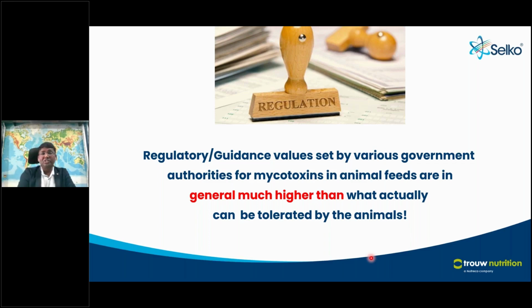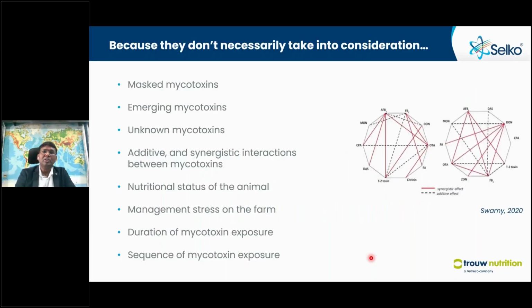There are also so many other mycotoxins which we have not taken into consideration: the emerging mycotoxins, masked mycotoxins, unknown toxins, the synergy between all these toxins, and the nutritional status of the animal. It varies from farm to farm. The management varies from farm to farm, and the duration of exposure and the sequence of exposure all vary. Maybe at one farm, the animals are exposed to DON first, and then T2, or then afla. So it depends on the order of exposure also.